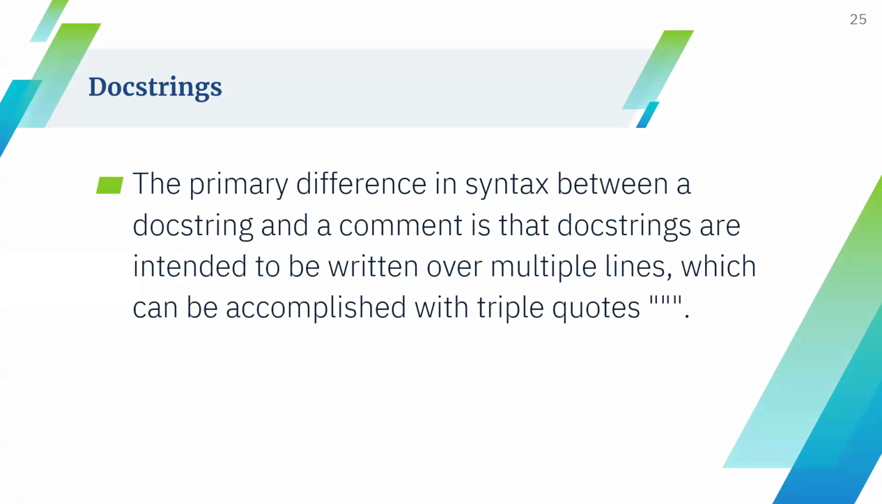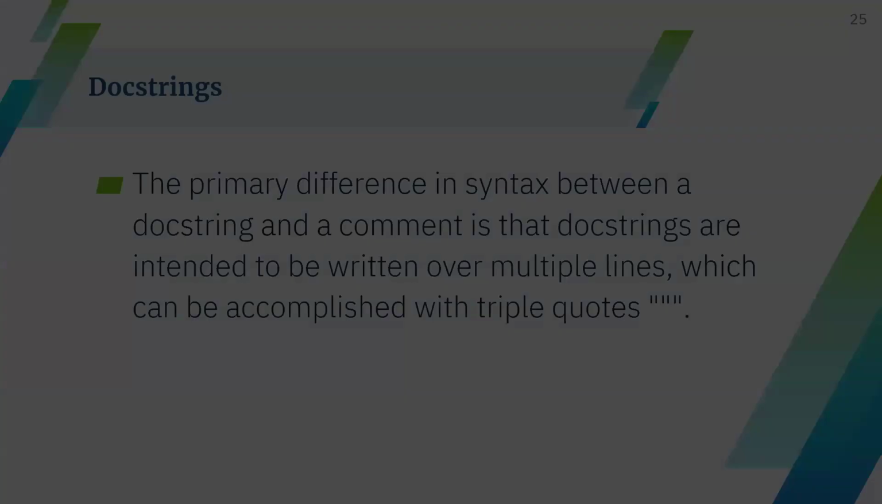The primary difference in syntax between a docstring and a comment is that docstrings are intended to be written over multiple lines, which can be accomplished with triple quotes. If we have a big paragraph that I want to write as comments, in that case you can go with triple quotes here. Got it?